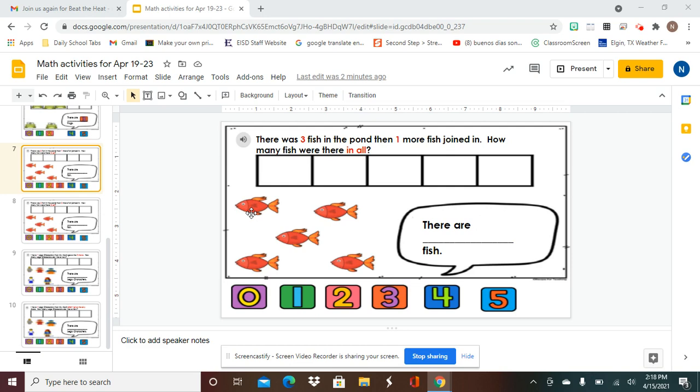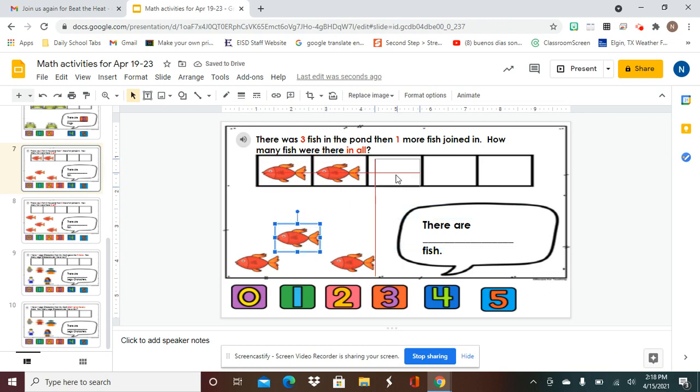This time we're going to move the fish. There were 3 fish. So first there were 3 fish. So 1, 2, and 3. There were 3 fish in the pond. Then 1 more joined in. So I need to add 1 more fish. How many fish were there in all?